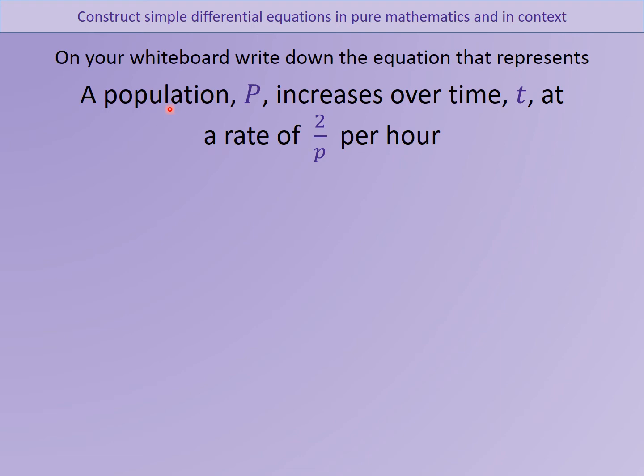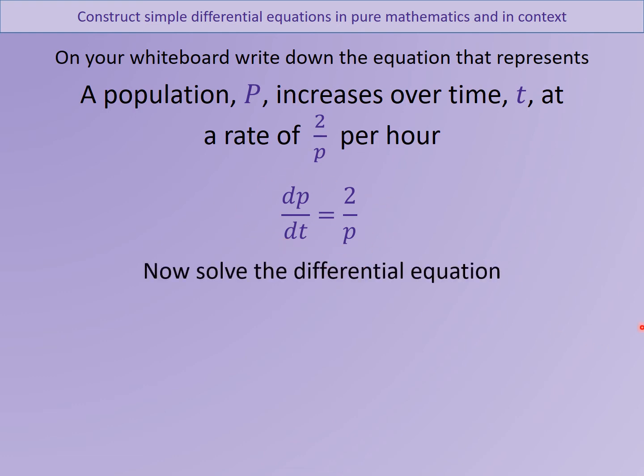They're saying to you the population, P, increases over time T. So I've got dP over dt. And I also know what dP over dt is equal to. It tells you it's 2 over P. So without proportionality words in there, don't start doing proportionality. It hasn't always got equals k in. That's it. There's my answer. Can you have a go at solving that differential equation then, please? Okay, pause if you haven't done already.